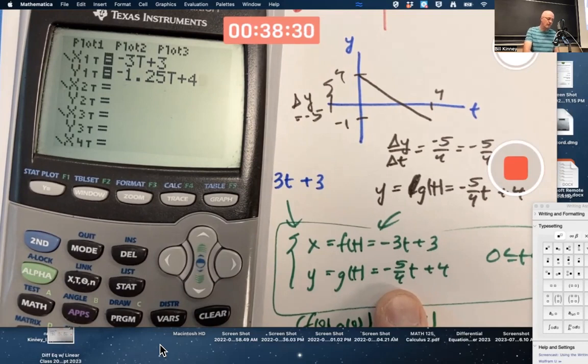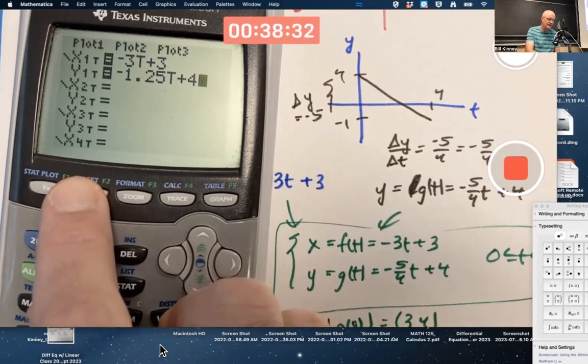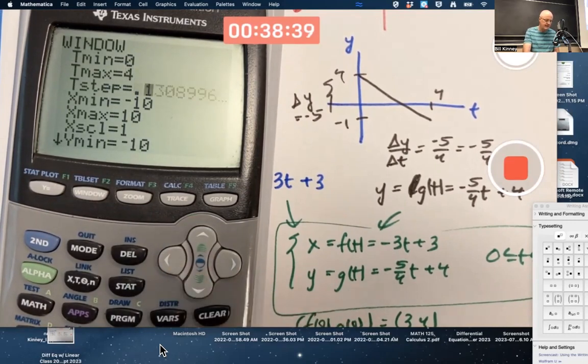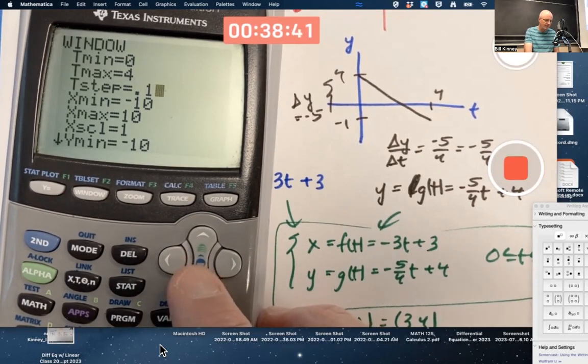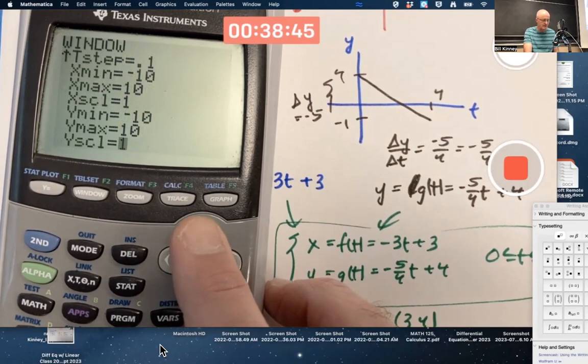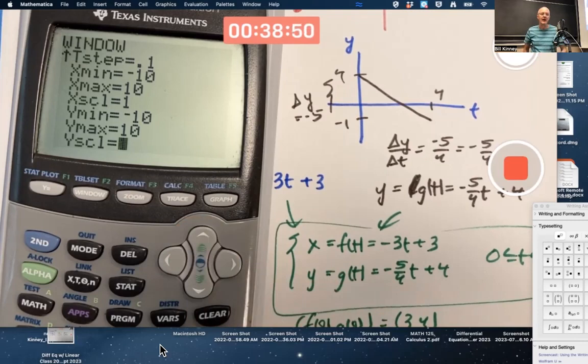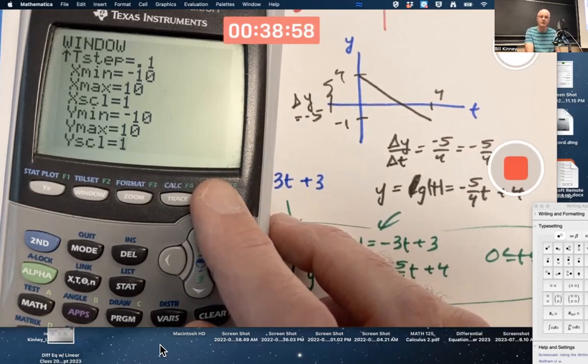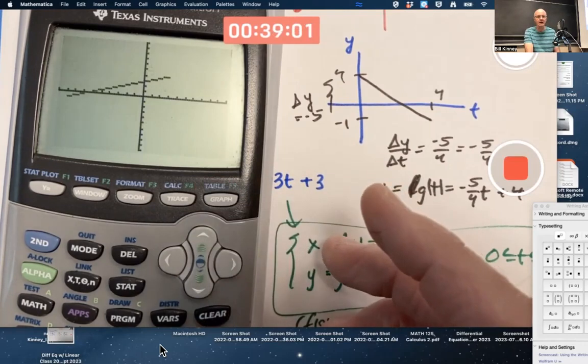When you go to your window, you want not only scales in the x and y directions, but also a scale for t. T is going to go from 0 to 4. T step of, say, 0.1. My x min and max and y min and max are negative 10 and 10. That seems reasonable to keep those as they are. I'm about to hit graph. When I hit graph, watch that the graph is traced out not from left to right like usual, but from right to left. We are seeing the motion. Ready? 1, 2, 3, go. There it is.